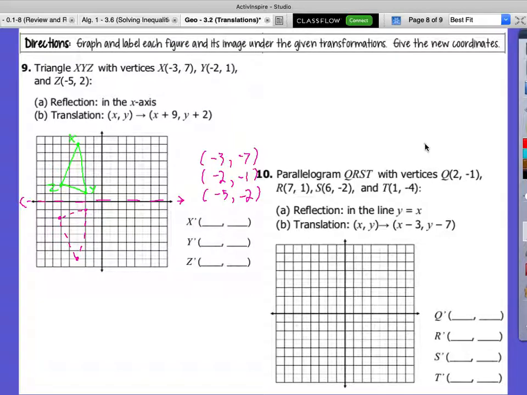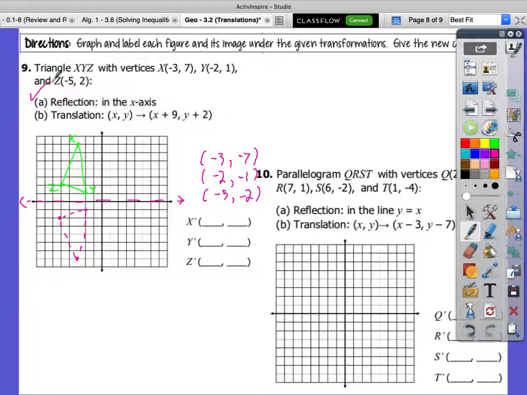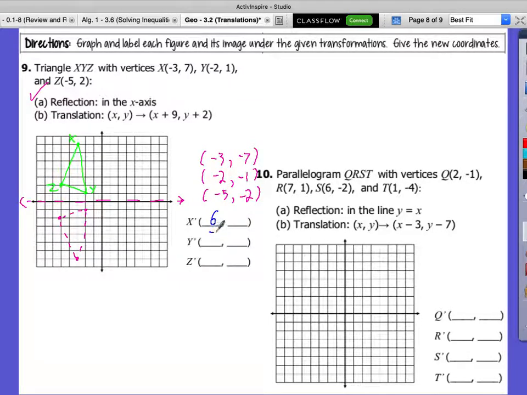Okay. So now after we reflected it, check, we reflected it. Now we're gonna take these and do our translation, just like we learned. We're gonna move every one of these pink points, not the green, the pink, our rough draft ones, 9 to the right. So negative 3 plus 9 is 6. Negative 2 plus 9 is 7. Negative 5 plus 9 is 4. Then we're going to move them all up.